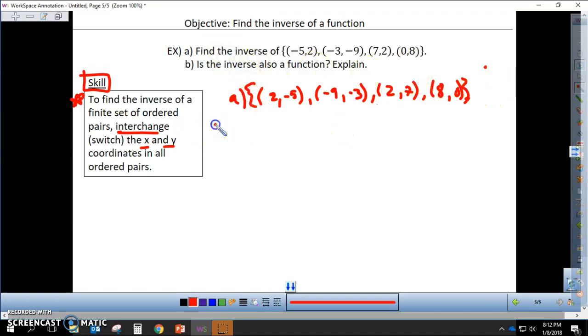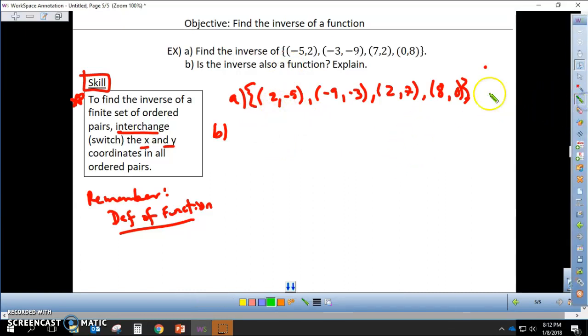Now, part B says, is the inverse also a function? Explain. So remember the definition of what is a function, right? What is our definition of being a function? And if you forgot, go back and look because this is important. And it pretty much just says that every domain value only has one range value.